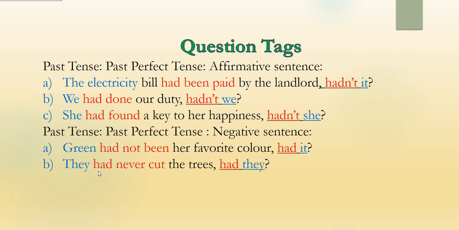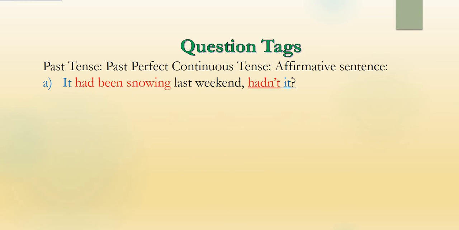Had it? Omit not. They had never cut the trees. Had they? I hadn't seen a live tiger. Had I? Past perfect continuous tense, affirmative form. It had been snowing last weekend.